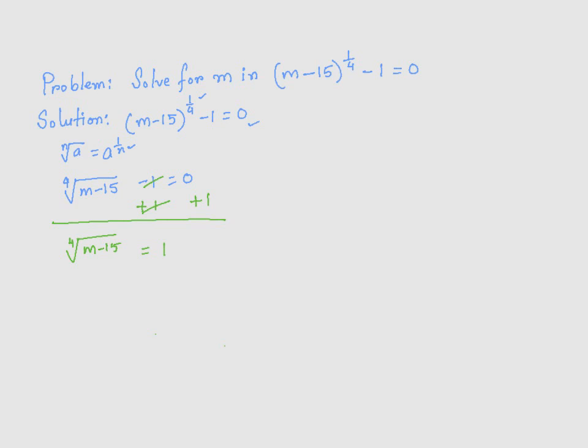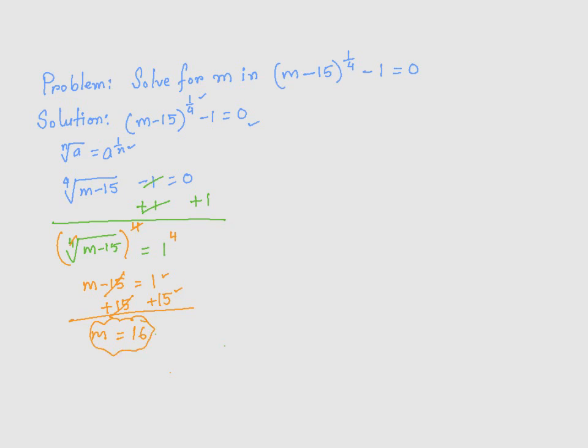Now to get rid of the fourth root, I just need to raise both sides to the power 4. So the 4 and the fourth root are going to cancel out. That's going to give me m minus 15 is equal to 1 to the power 4, which is just 1. Then I add 15 to both sides. That gives me m on the left-hand side, because positive 15 and negative 15 cancel out, and on the right-hand side 1 plus 15 is 16. So I am claiming that this is my solution.